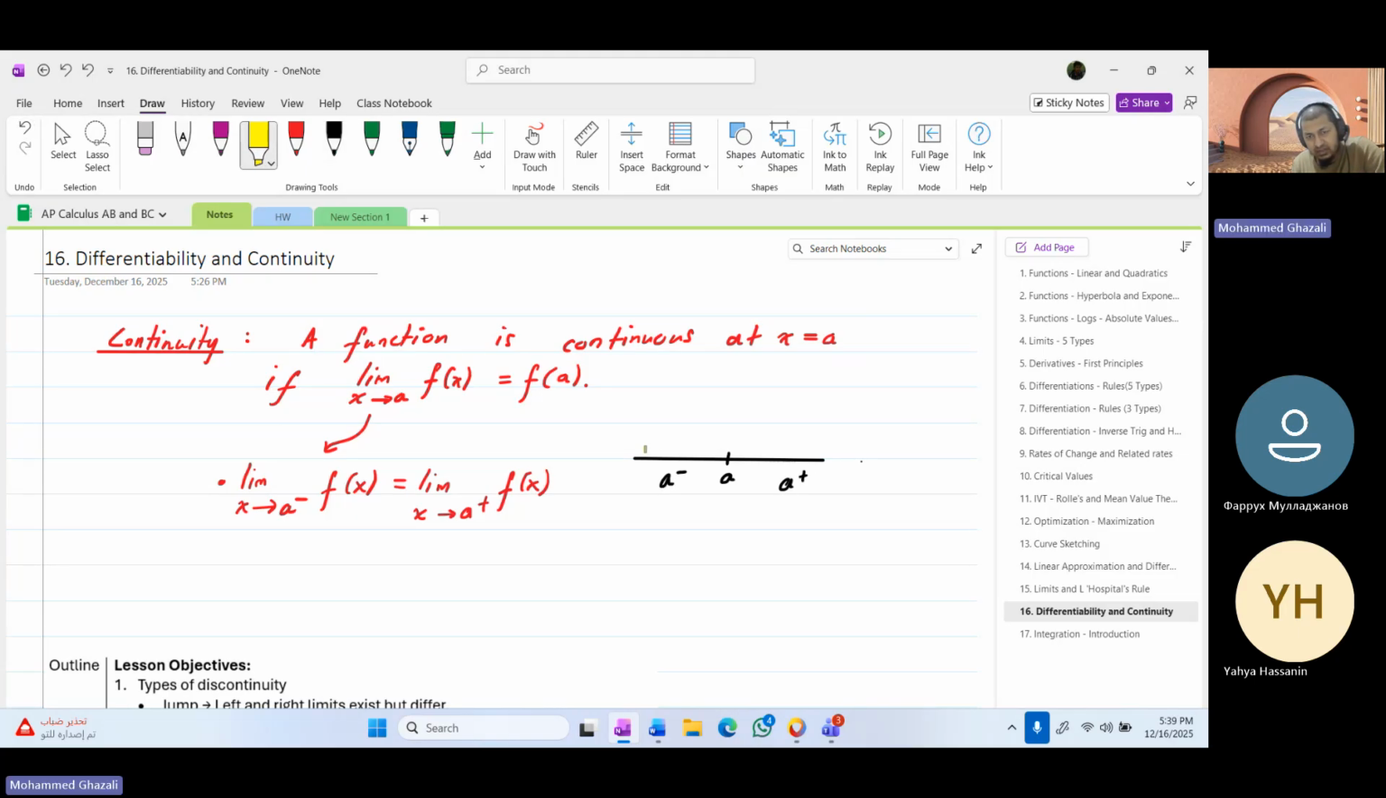Now, how do you know which one is from the left? You're approaching from the left and you're approaching from the right. So when you say limit as x approaches a, it can be approaching from the left, so this is a less than sign, or a less than or equal to sign. From the right, if you have a split function, it is a greater than sign or greater than or equal to sign. Okay, so that's basically the basic definition of continuity.